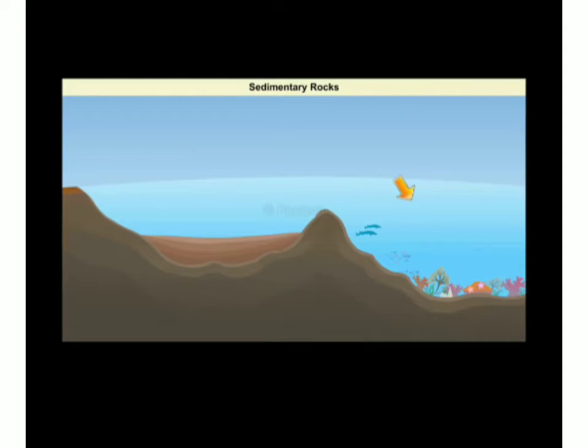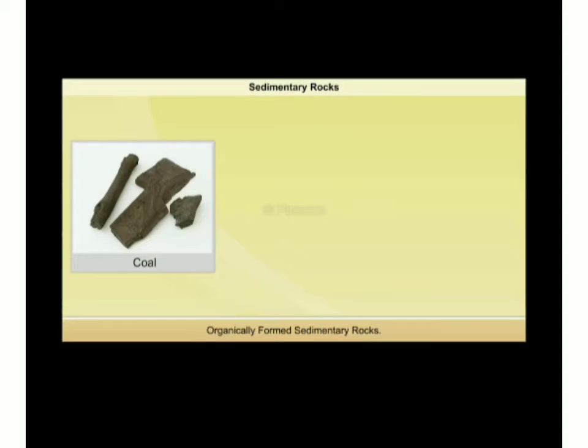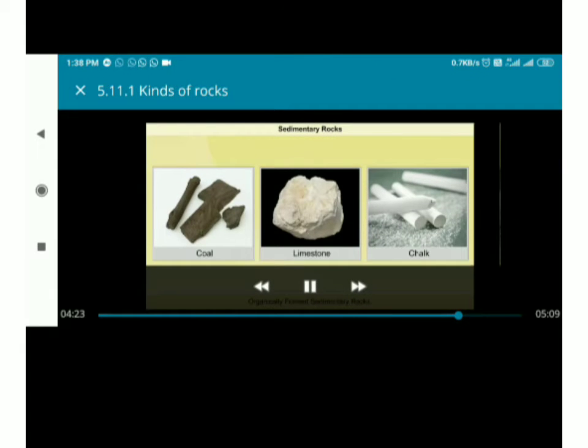When ocean dwellers like corals, mollusks, and others die, their remains settle down on the ocean floor. As this continues over a period of time, they form layers. These layers join together to form sedimentary rocks. Such sedimentary rocks are called organically formed sedimentary rocks. Coal, limestone, and chalk are examples of organically formed sedimentary rocks.